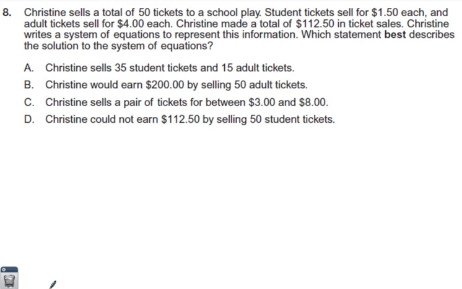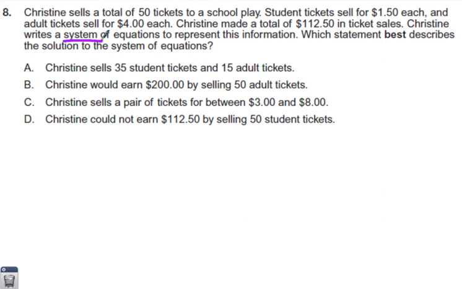Number 8, Christine sells a total of 50 tickets to a school play. All right. Student tickets are $150 each. Adult tickets are $4 each. Christine made a total of $112. Christine writes a system of equations. Which statement best describes the solution? Wow, okay. They're talking about the solution, so it looks like we're going to have to not only write this system, but solve it. Wow, I don't think we've done this before in one of these videos.